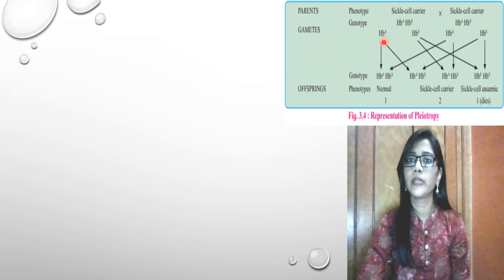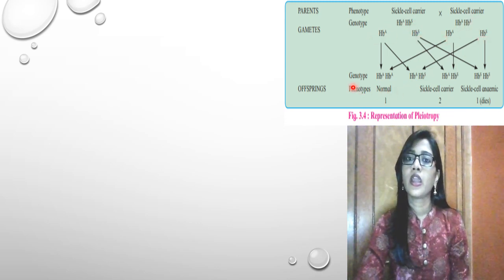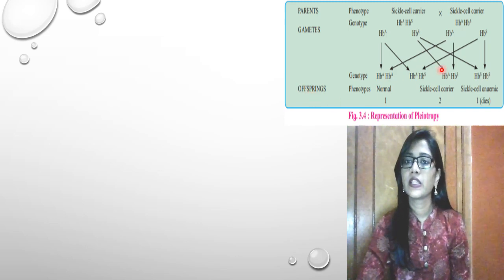The genotype will be HBA, HBS. Of course, the gametes will get formed HBA and HBS. And in the offsprings, these kinds of chances are there. Genotype HBA and HBA can get expressed together. The phenotype will be normal.